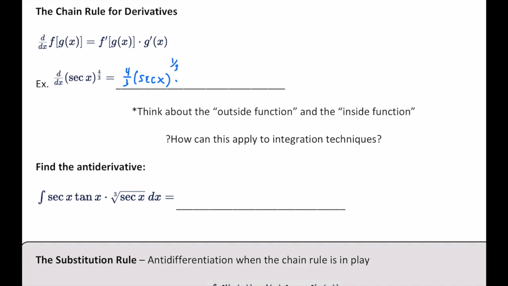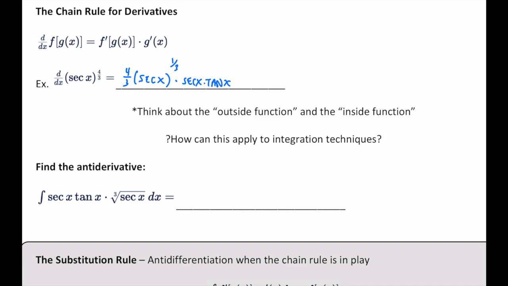Then we multiply by the derivative of the inside, the derivative of secant, which is secant of x multiplied by tangent of x. So that's our derivative of secant of x to the 4/3. We have this outside function, which for us was something raised to the 4/3 power, and this inside function, which was secant of x. So chain rule is the derivative of the outside function, keep the argument, the inside, the same, multiplied by the derivative of the inside function.